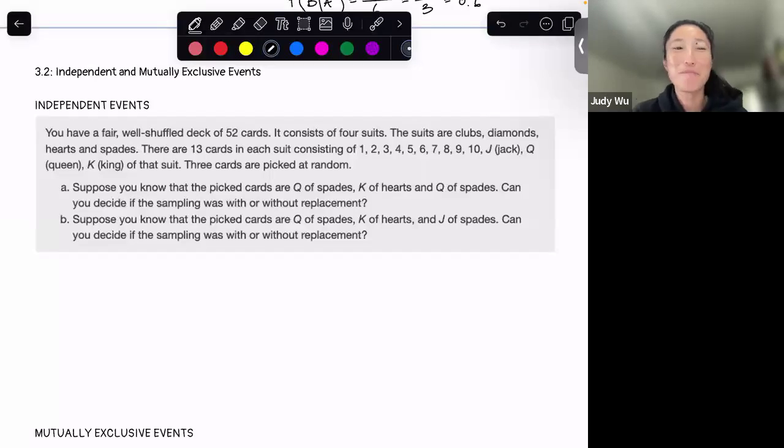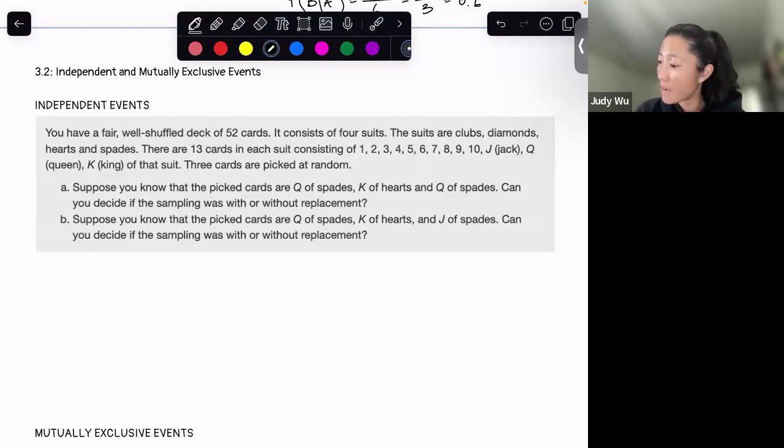Hi folks, welcome to the 3.2 video on independent and mutually exclusive events. In section 3.2 in your textbook, we're looking at two main ideas. The first one is independent events, and the second one is mutually exclusive events. We're going to do a couple of examples, but also use this as a chance to talk over the big picture concept.